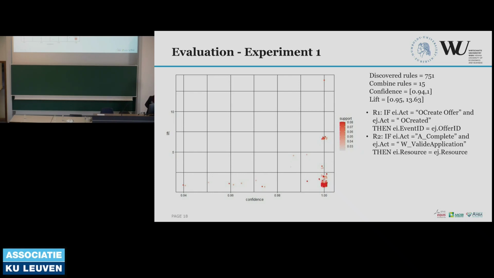The second rule also shows us a pattern of how the 2 sub-processes, the application complete activity, which is part of the application sub-process, and the workflow valid application are actually related or interacting from the resource perspective, where they have to be done by the same resource.